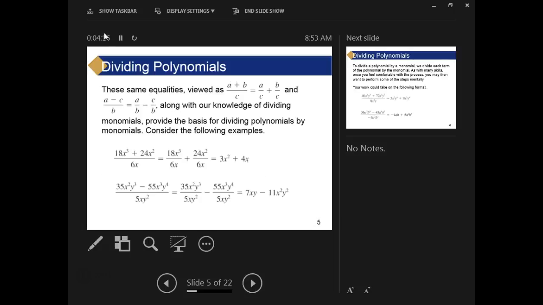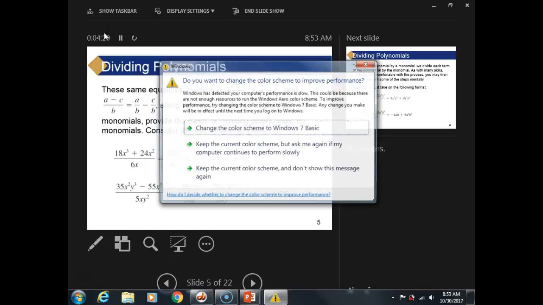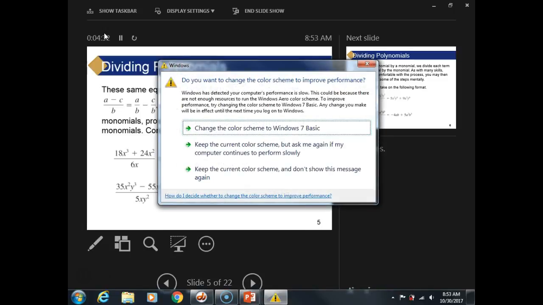So what in the world are we going to do next? In these same equalities, (a plus b) over c, you can go backwards with it and make that a over c plus b over c. Just because you did it one way, you can do it the other way. Same thing with the second one: (a minus c) over b is the same as a over b minus c over b. You just separate them, as long as you have that common denominator.